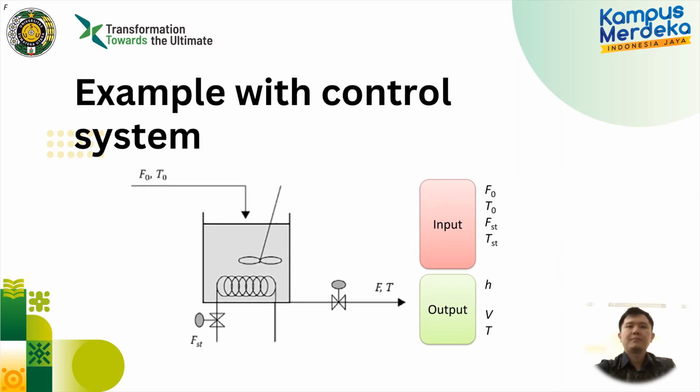If we add a control system as follows, F will become an input variable as a manipulated variable since its flow is controlled. F0, T0, Fsteam, and Tsteam are also input variables but as disturbances. H is the measured output, while V and T are unmeasured outputs.